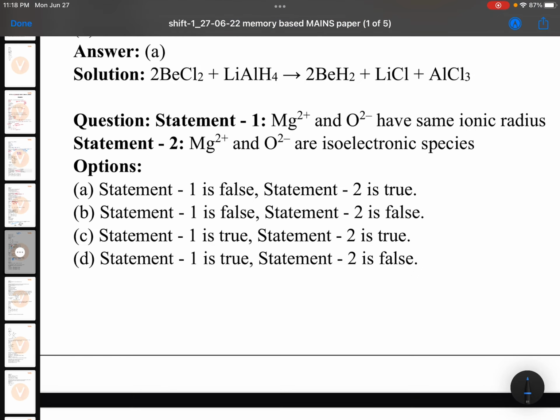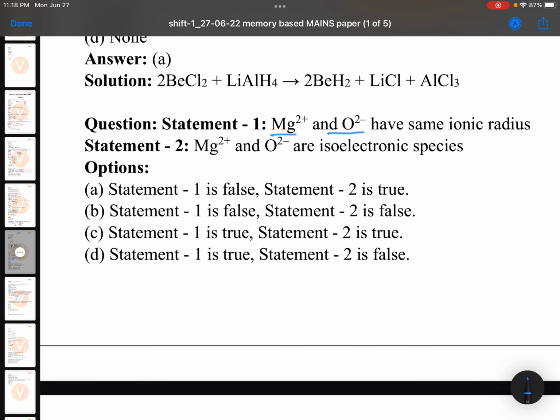Easy question. Mg+2 and O-2 have the same ionic radius. Impossible. Cations are small, anions are large, even with the same number of electrons. So this is a wrong statement. Statement 1 is false. And Mg+2 and O-2 have the same number of electrons, 10 electrons. So the second statement is true. Okay, so option 1.